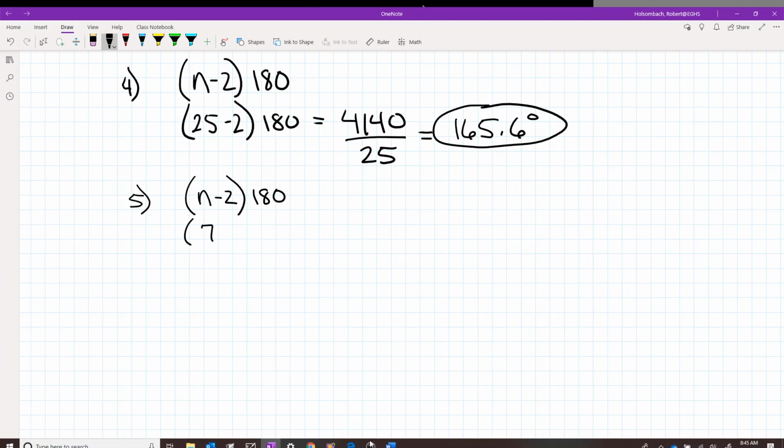So we got 7 minus 2 times 180 is 900. And we're going to divide that by 7 to get each angle measure. 128.57, so we're going to go with 128.6.